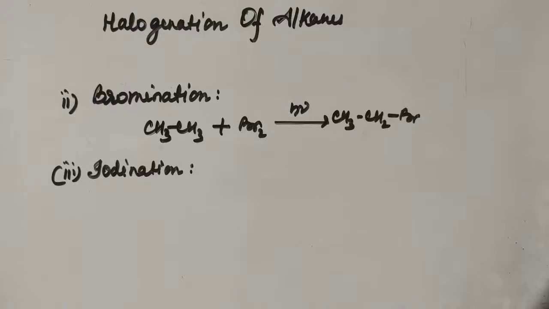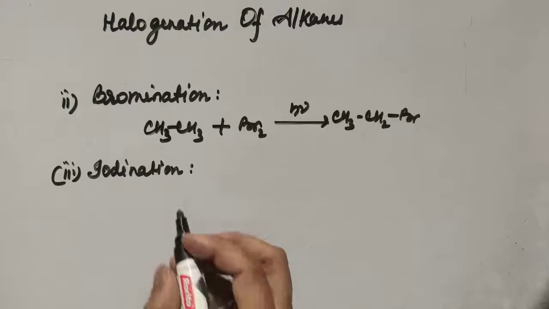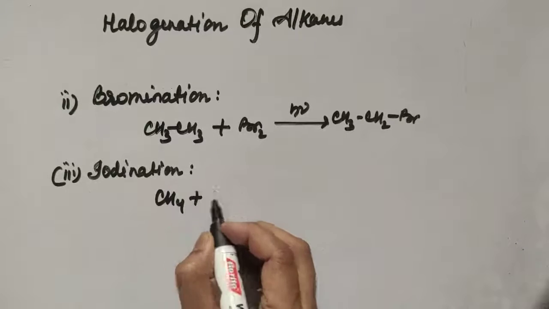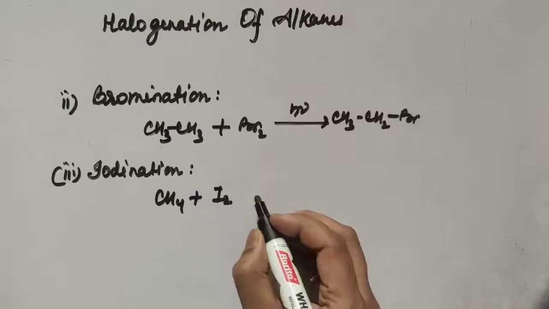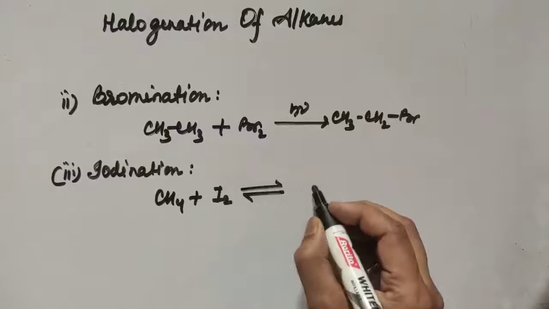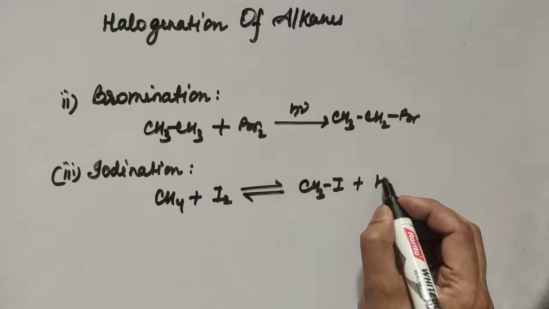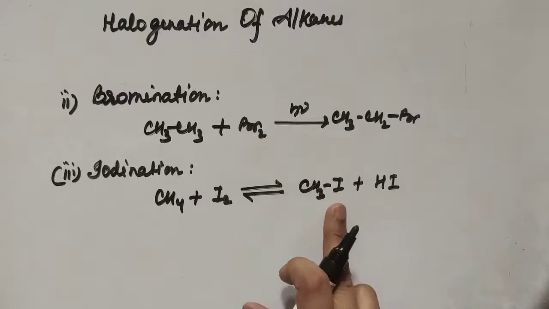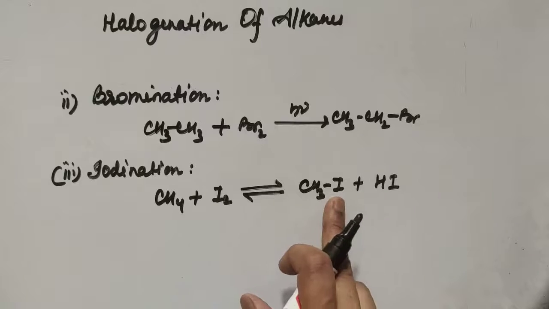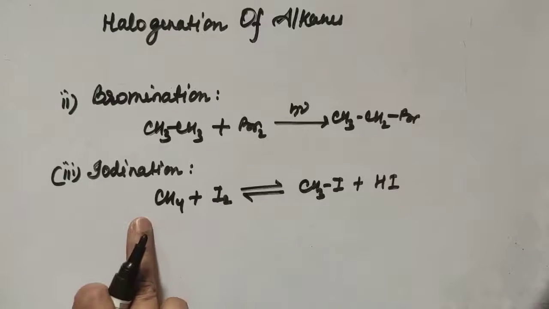The reaction of iodine with alkanes is reversible. That means CH4, when it reacts with I2, is a reversible reaction. CH3I is formed plus HI, and this again reacts with HI to form CH4 and I2. It is a reversible reaction.